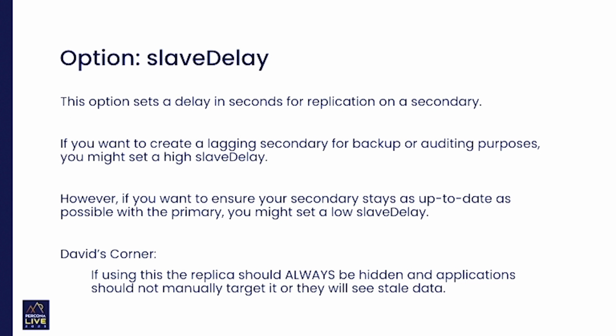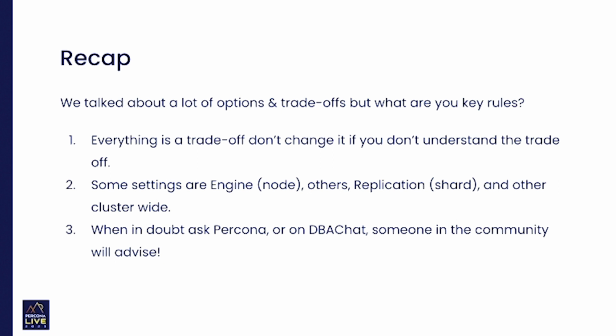We talked about election, slave delay. If you're going to use slave delay, please always make sure that it's a hidden node, because you don't want it to decide everybody else is bad, and now you've gone backwards in time all of a sudden, and you didn't have a rollback, but you did have a rollback. This is going to be an interesting problem. So that's the stuff I wanted to talk about today as far as those hidden nodes.